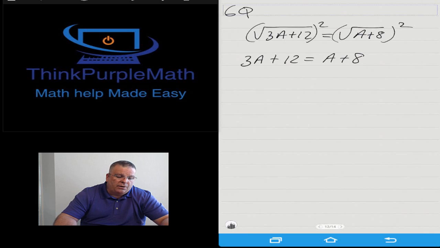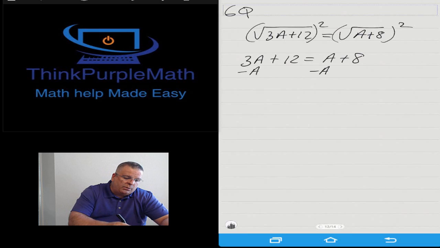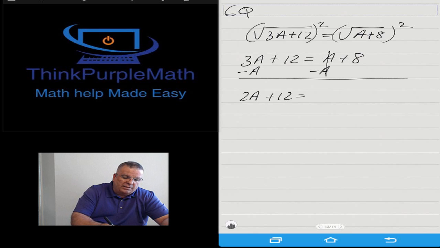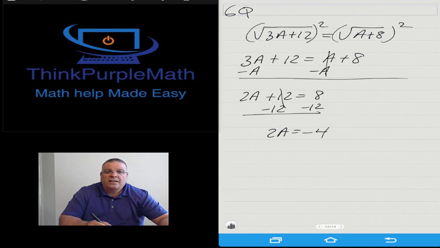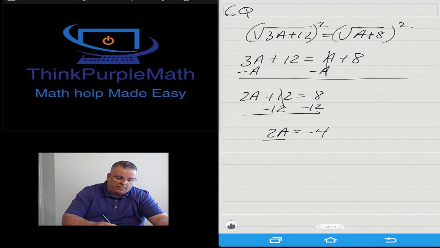And the way I would work it here, I'm going to subtract the smallest a, or the smallest variable, as long as they're both positive now. Well, I get 2a plus 12 is equal to 8. We're going to subtract 12 on both sides. I'm going to get 2a is equal to negative 4. And our final step would be to divide by positive 2. And we get a is equal to negative 2.